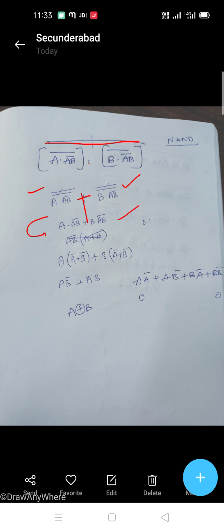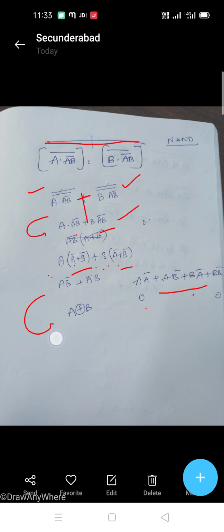This expression I am splitting again. AB bar I am splitting as A bar plus B bar, and the other AB bar as A bar plus B bar. Again I can multiply inside: A into A bar, A into B bar, B into A bar, B into B bar. A into A bar is 0, B into B bar is 0, because we are considering the standard De Morgan's rules: A plus A bar is 1, A into A bar is 0. So the final expression I am getting is A into B bar plus A bar B.